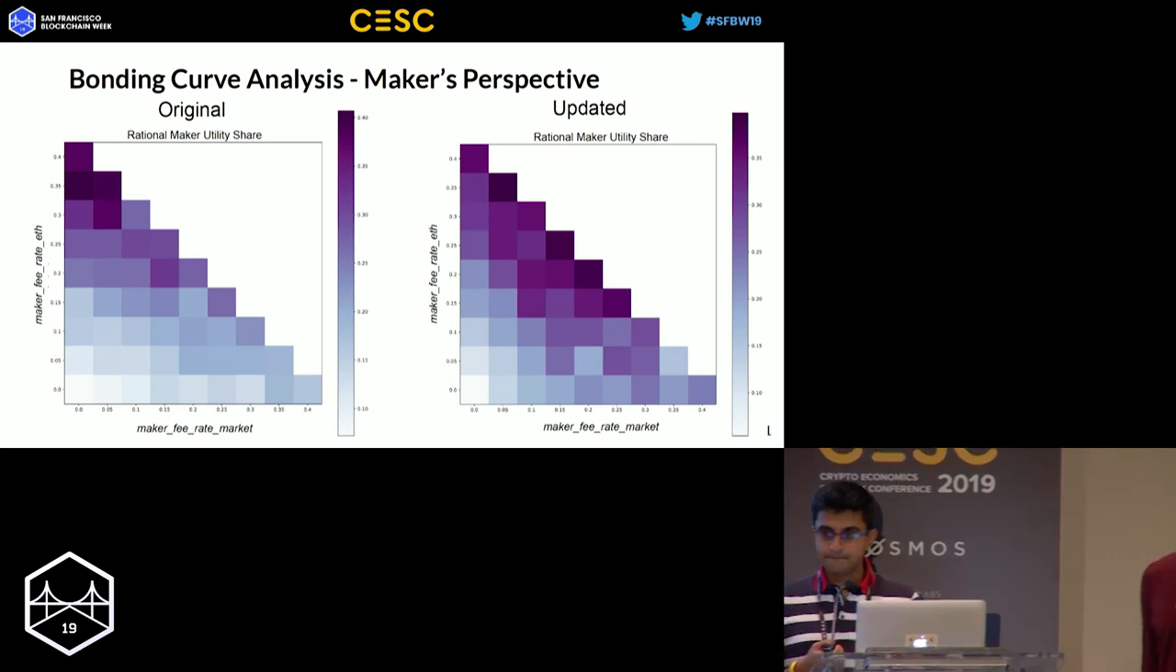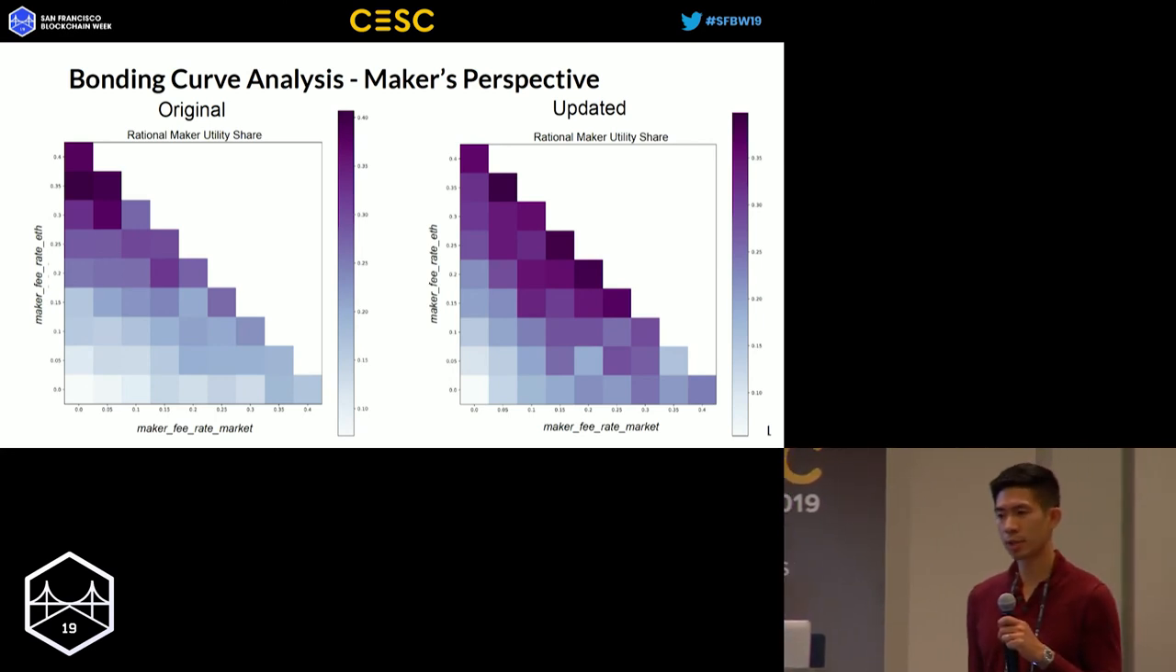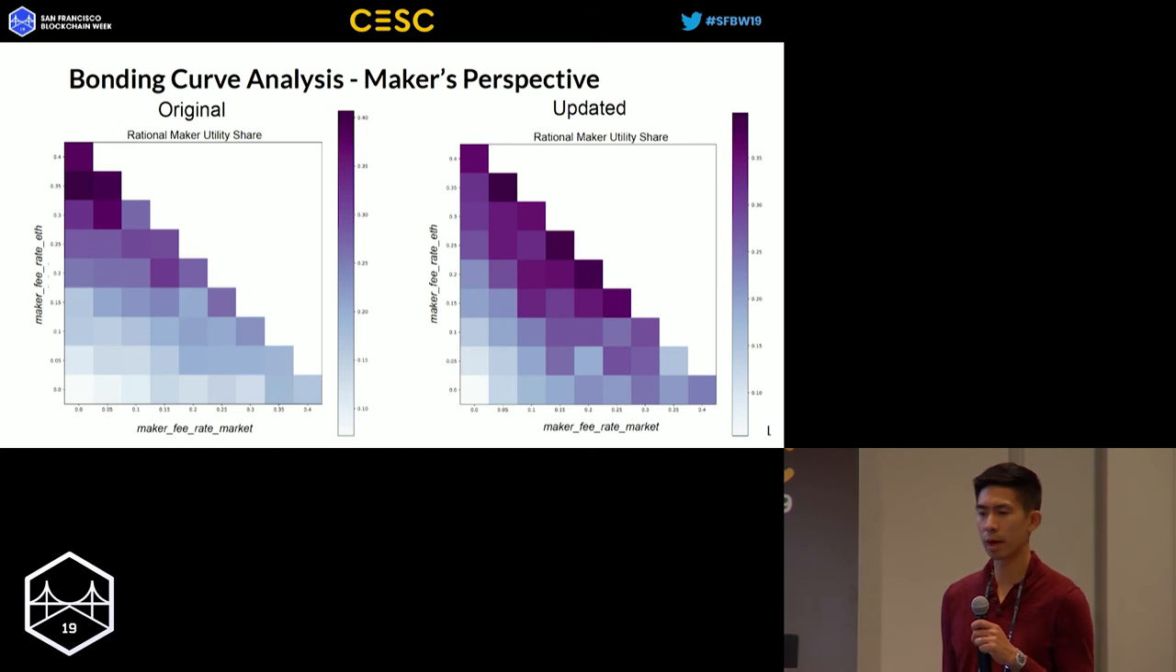Yeah, so we repeated the analysis that we did. The original chart is on the left, and with the updated bonding curve, the heat map is on the right. And now you can clearly see that as you increase the maker fee that's paid in the market token, the makers are actually capturing more utility. So as you move along the x-axis, the color gets darker. And also, if you move along the negative diagonal line, you see that there's actually an optimal trade-off between the ratio that's paid out in Ethereum tokens versus the share of the maker fee that's paid out in the market tokens.